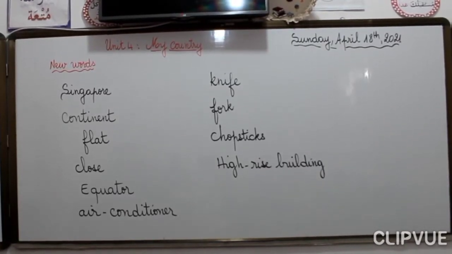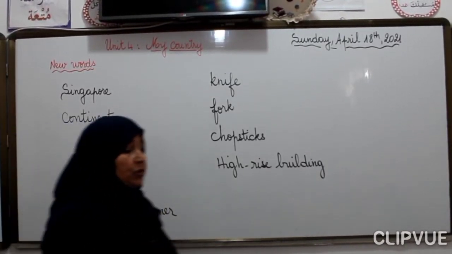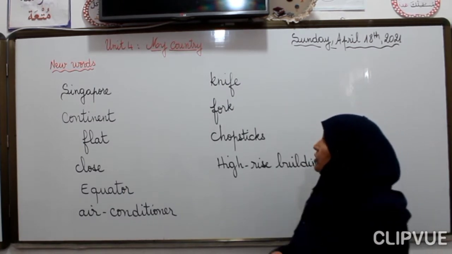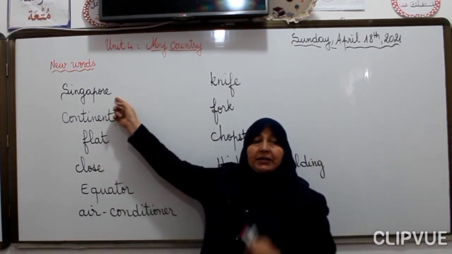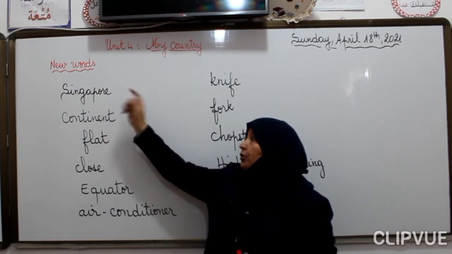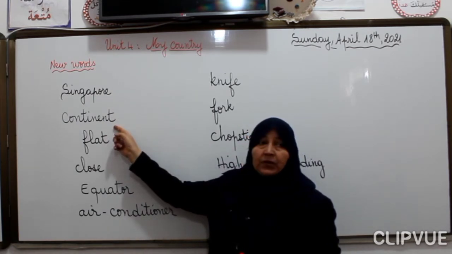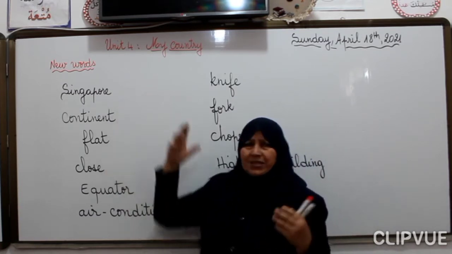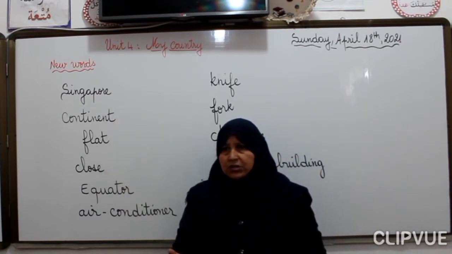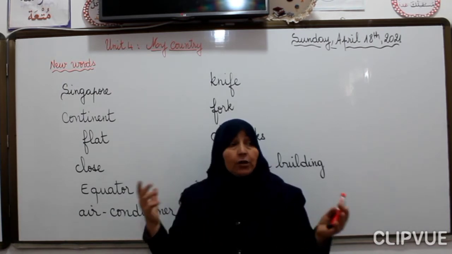Okay, we have Unit 4, My Country, and we're going to learn new words. Okay, the first one, read it. Mahdi? Singapore. Okay, the second one. Continent. Do you know what Singapore is? Asma? It's a country. Good.